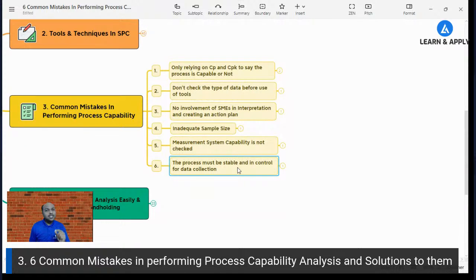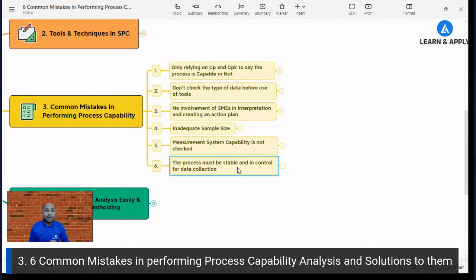That means if the process is not in control, and you calculate the capability of that process, it is of no use, because your process can give a different capability as a function of time. Let's say if you calculate the process capability analysis in the first shift, it can say that your process is capable. In the second shift, it can say your process is not capable. In the third shift, again, it can say your process is capable. Now, why is there so much difference? Because your process is not in control, right?